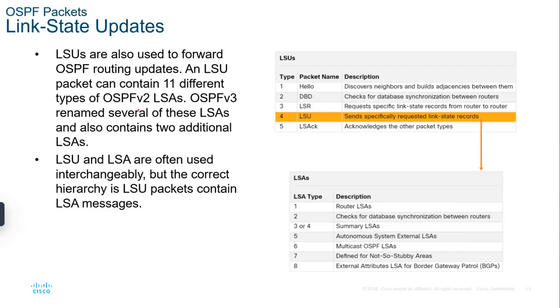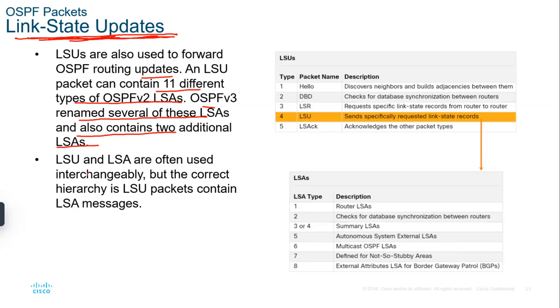So with the OSPF package, the link state updates. This is just a package. It's about the updates. Remember, I talked about there being updates that are sent when there is no request. So they are also used in forwarding OSPF routing updates. The update packets can contain 11 different types of link state advertisement. Version 3 renamed several of these link state advertisements and also contains 2 additional link state advertisements.